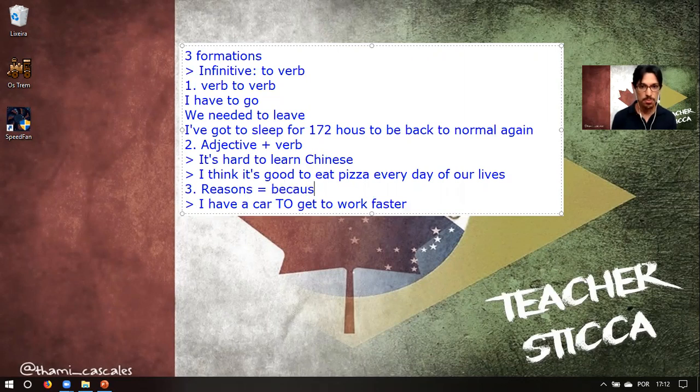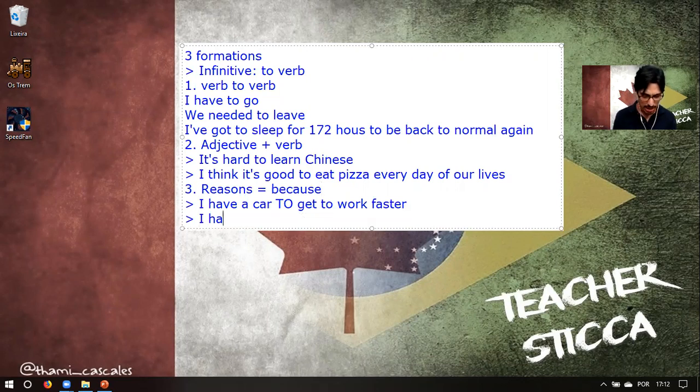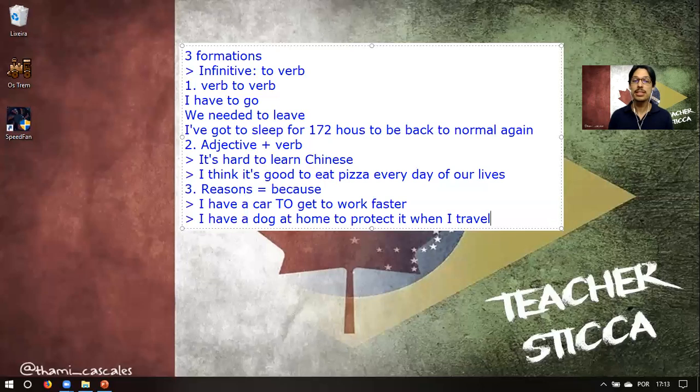It's similar to because, the idea of giving a reason. I have a car to get to work faster. Hey dude, why do you have a dog at home? I have a dog at home to protect it when I travel. So these are reasons. These are the three most important formations we have for the infinitive: verb to verb, adjective to verb, and when we want to talk about reason.